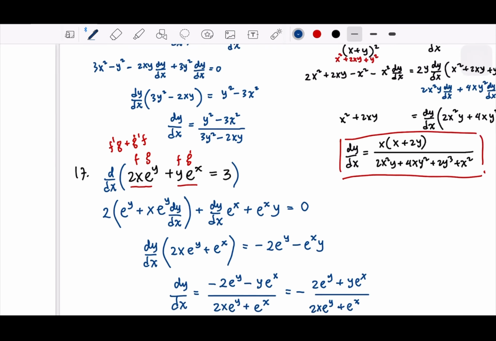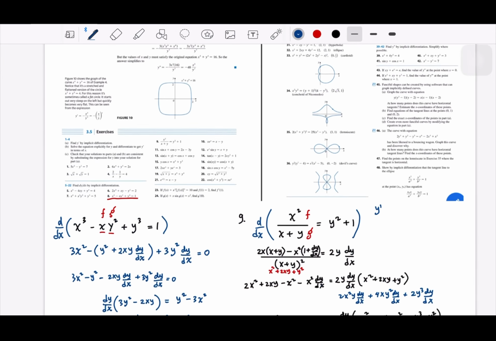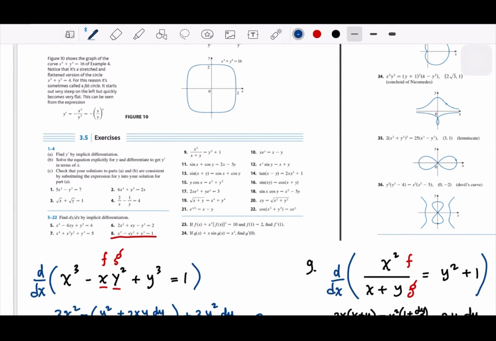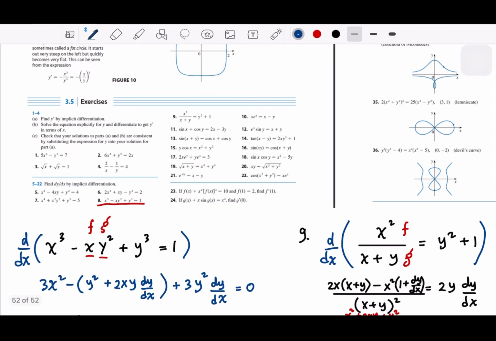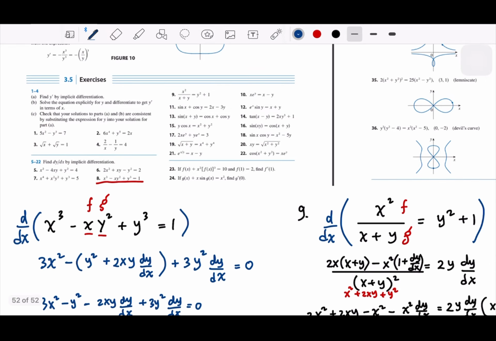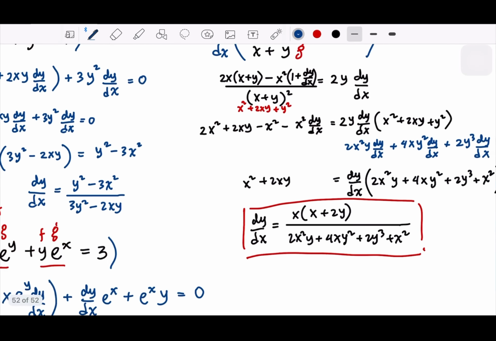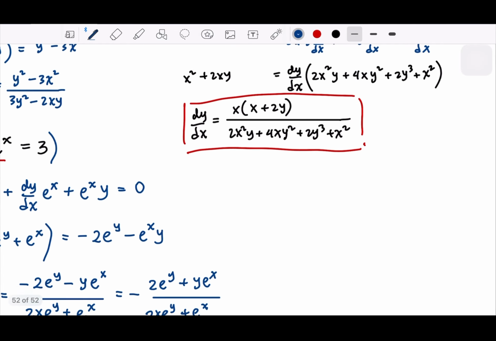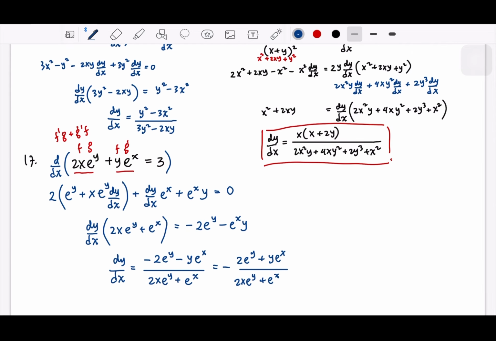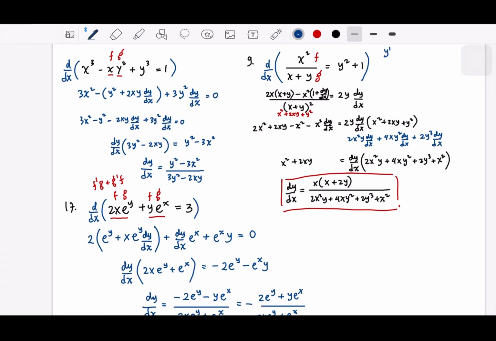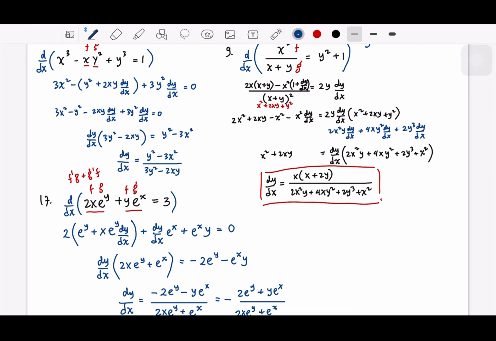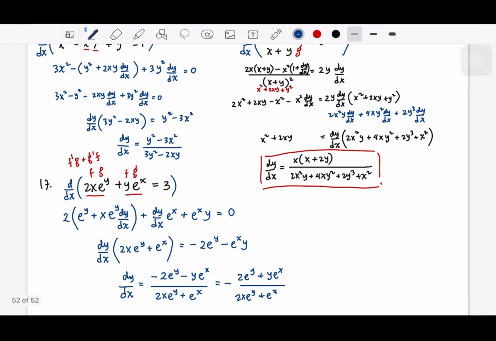Okay, and later I will maybe put some exercise for the implicit. I think from the beginning of chapter 3 until the implicit and log, I will give you some exercise. Okay, any questions? I think we can continue.